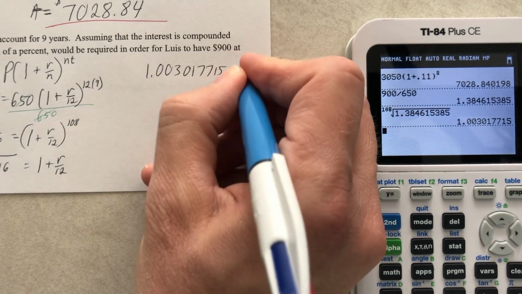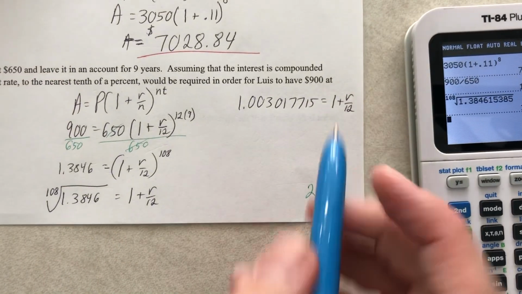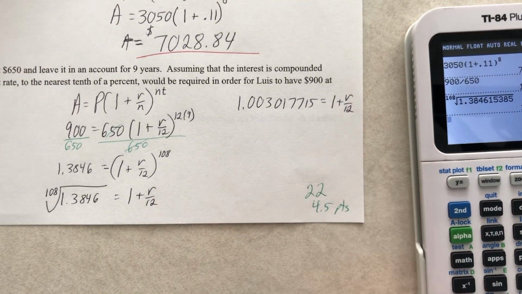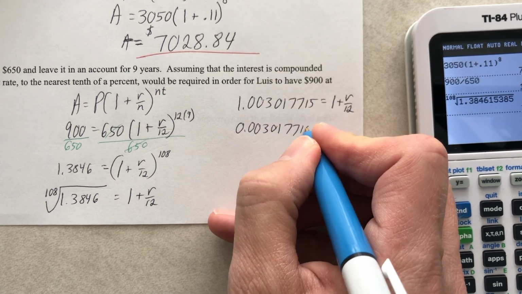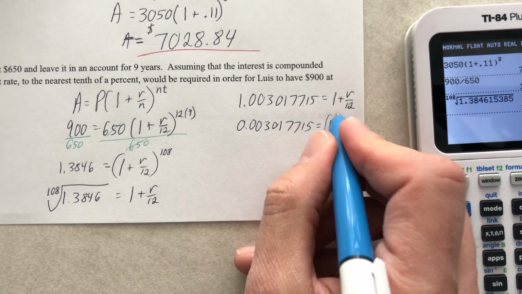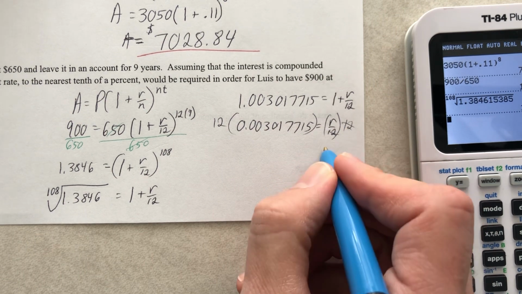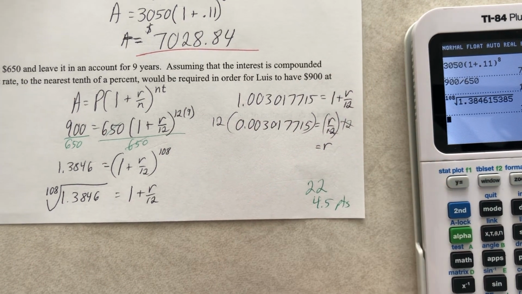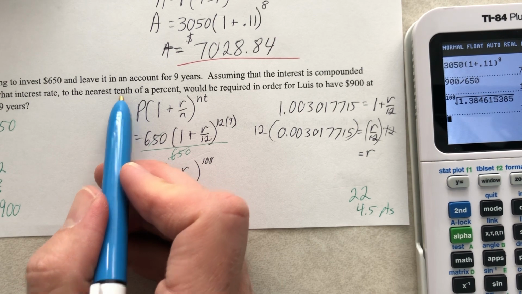1.0030177715 equals 1 plus R over 12. Okay, solving for R, let's subtract 1. I'm not even going to show the work. 0.0030177715 equals R over 12. Now we're going to multiply by 12. We are finding a rate, a percent. So in a minute, we're going to convert this to a percent and round it to 1 decimal place. Notice where I'm pointing, nearest tenth.